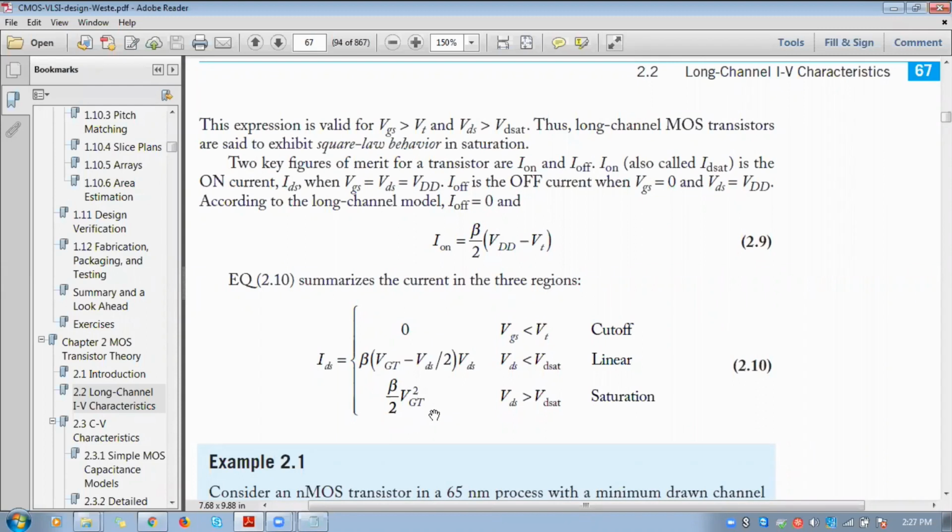VGS is a constant, VT is a constant, beta is again a constant. So in the saturation region, a constant current is flowing between source and drain. That's why we mention that even though we are increasing VDS, it has no effect on IDS. So IDS has got saturated. Again, it won't rise or fall in the saturation region. That's why the name saturation or non-linear region.